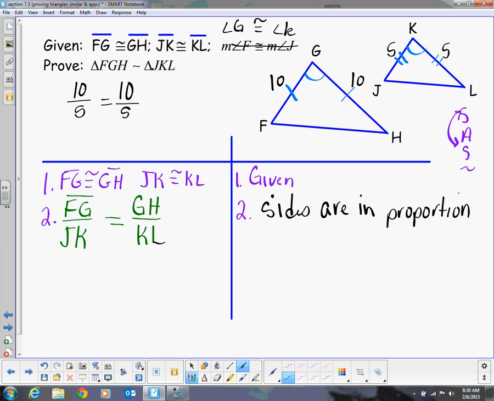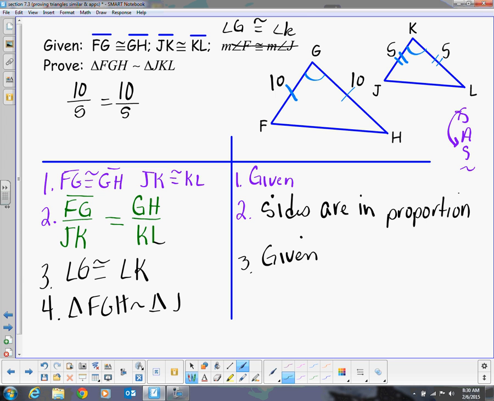Okay, so now what do we know besides that? Angle G is congruent to what? Angle K, and that is given. Now, are these two triangles similar now? Have we shown the sides are in proportion? Yeah. Have we shown the angles congruent? So triangle FGH is going to be similar to triangle JKL. Side, angle, side, similarity. No, that's an angle. Is that better? That's sometimes why we put that little arc there, so you distinguish the angles from the L's.